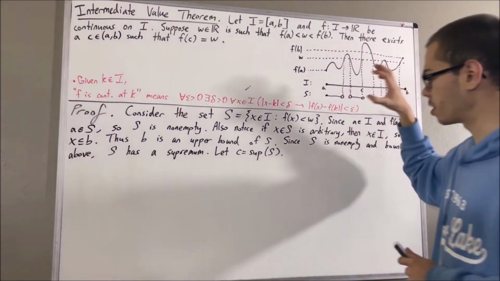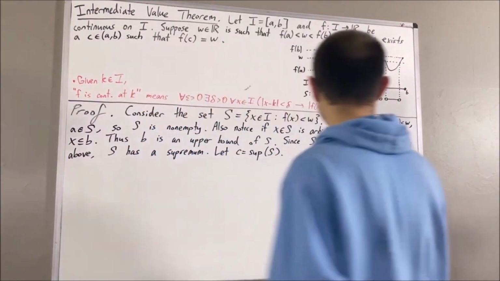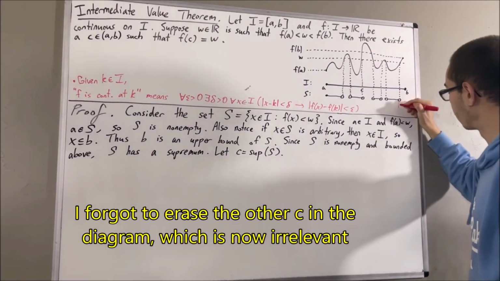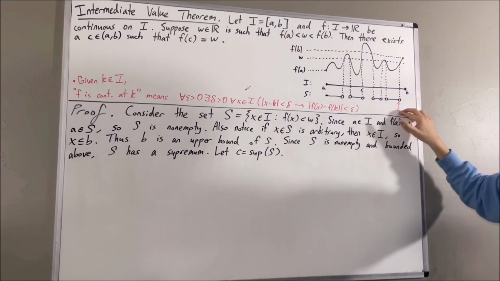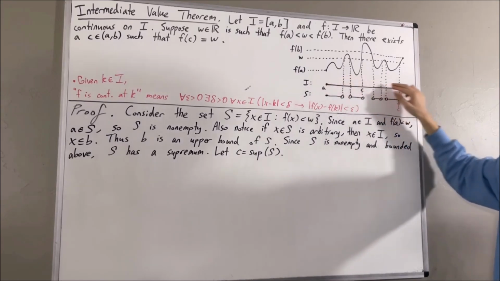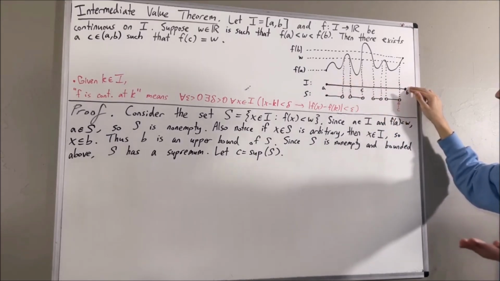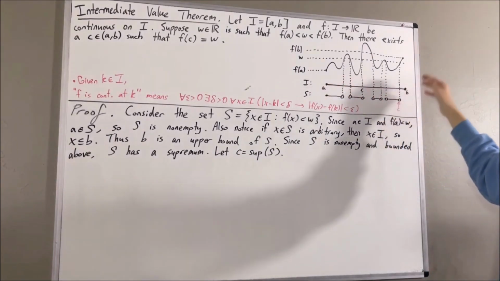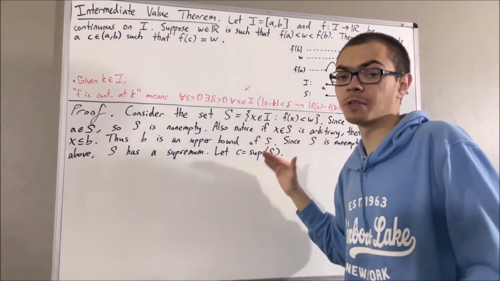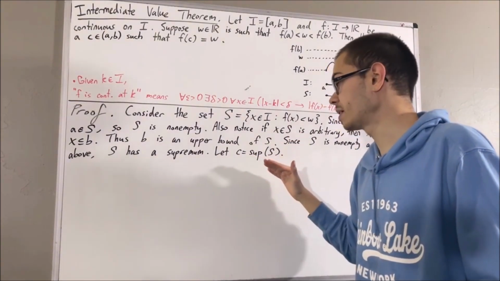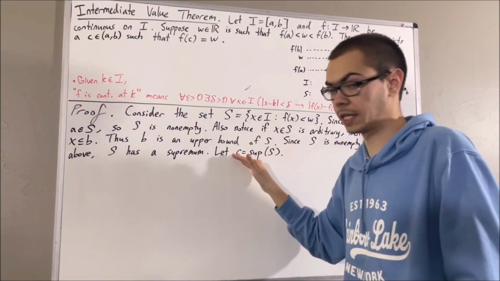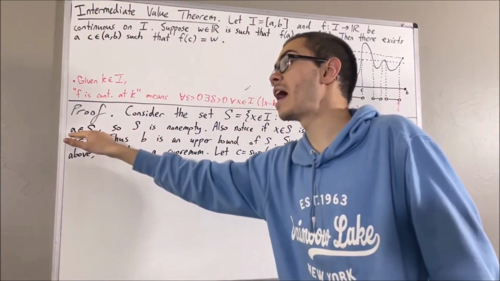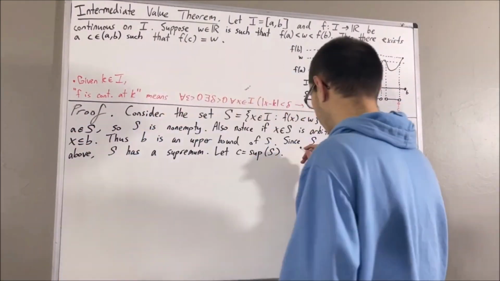Now, in our diagram, C is at the location of this open circle, right? And we should expect C to be an element of I, right? And it's not too difficult to show that C is an element of I. To see why, well, since C is an upper bound of S, this means every element of S is less than or equal to C. So in particular, since A is an element of S, A must be less than or equal to C.